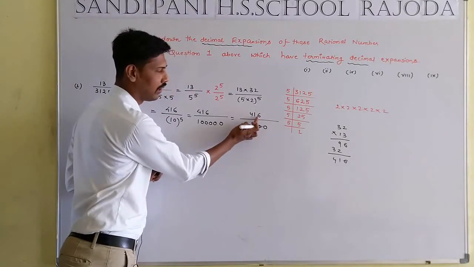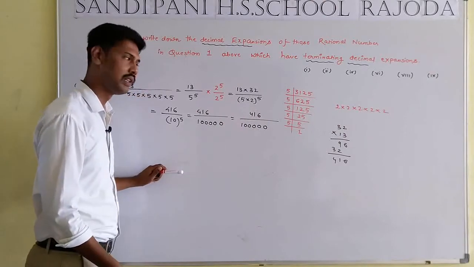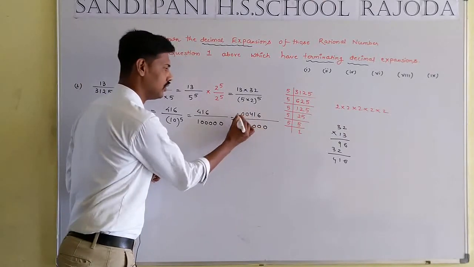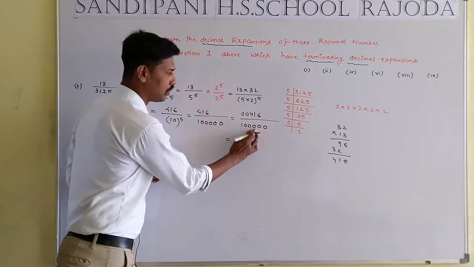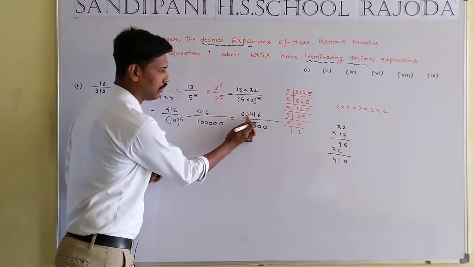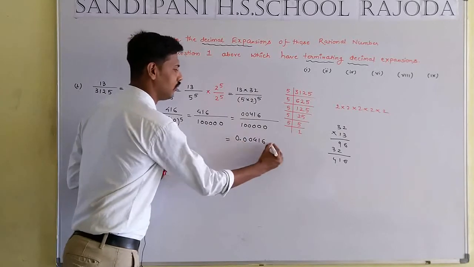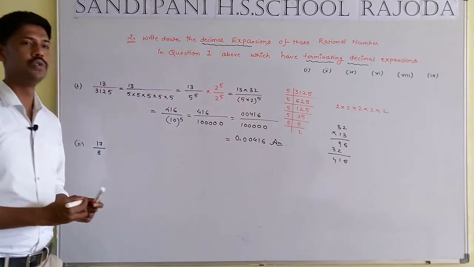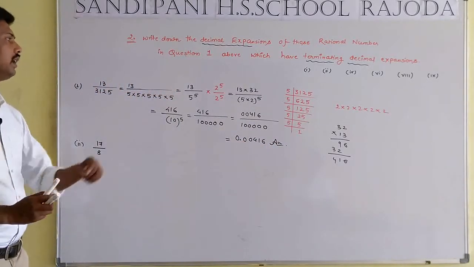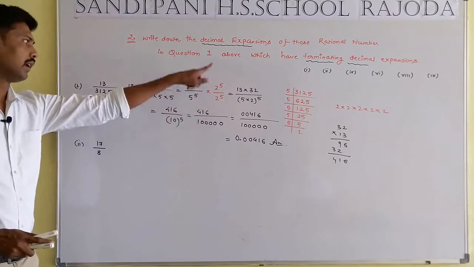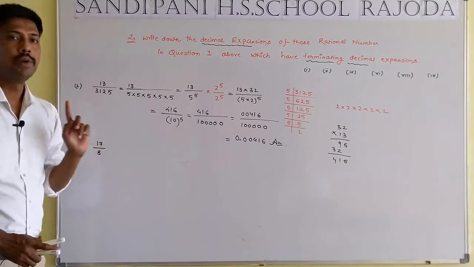How many numbers are required? 5 numbers, but here how many numbers are there? 3. So we put more zeros. Now 1 2 3 4 5, that means the point will be there after counting 5 places. Required solution will be 0.00416. Student, that is a method. Where there is 5, here we take 2.